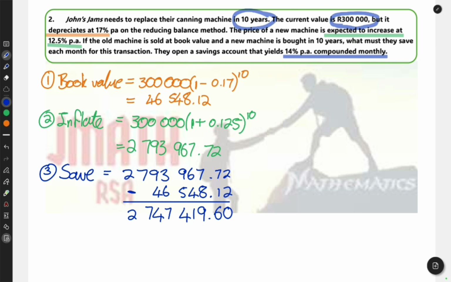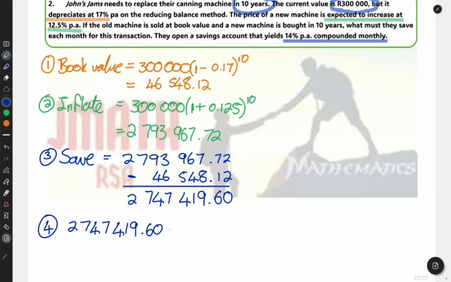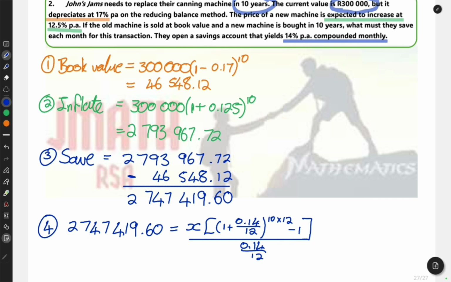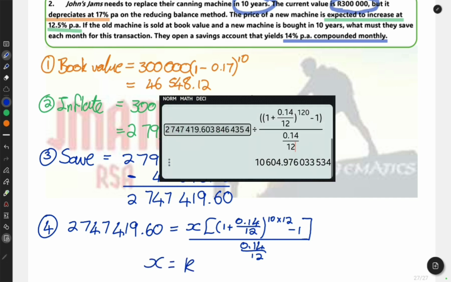Let's do the future value formula, sub in everything, and figure out what is X. So I could see the new interest rate was 14% compounded monthly. So I'm saying 14 divided by 12. Then they gave me 10 years, so I need to say 10 times 12. Sub in all of that, and then X would be equal to, in this case, 10,604 Rand and 98 cents. So if the company manages to save that up, they will be able to replace their machine.